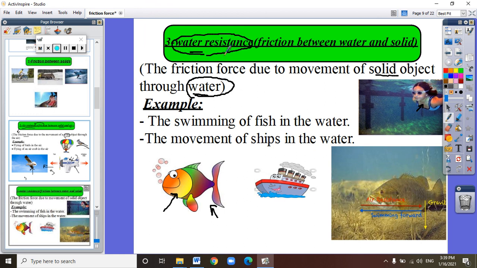So, what is the water resistance? One more time, it's the friction force due to the movement of solid objects through the water, like the swimming of the fish in the water, like the swimming of this girl in the water, and also like the movement of the ship inside the water. The ship is a solid and touching the water. So between them there is a friction force. Which type of the friction force? Very good. Water resistance.